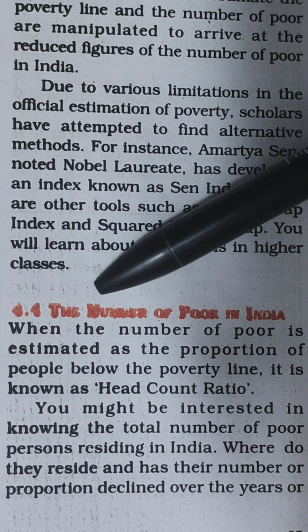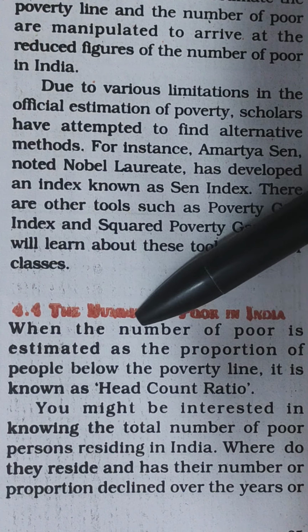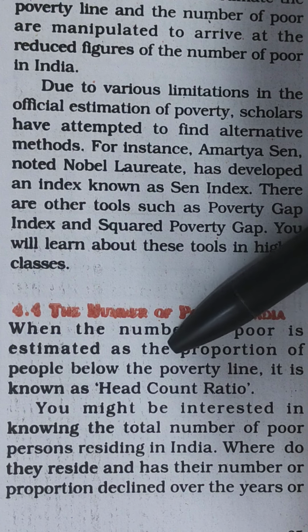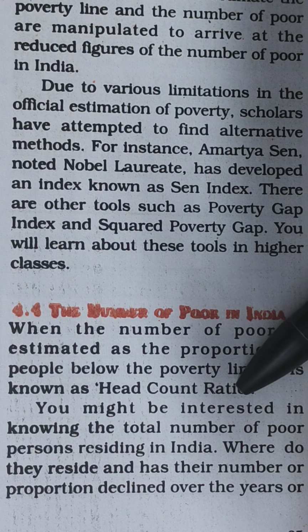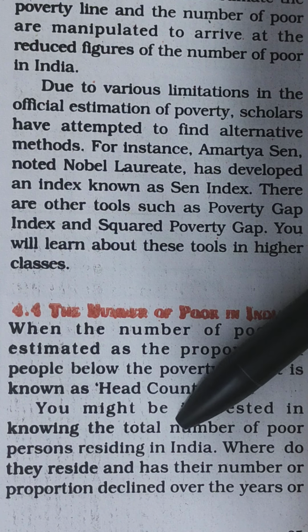So next is 4.4, paragraph heading, the number of poor in India. When the number of poor is estimated as the proportion of people below the poverty line, it is known as head count ratio. You might be interested in knowing the total number of poor persons residing in India.